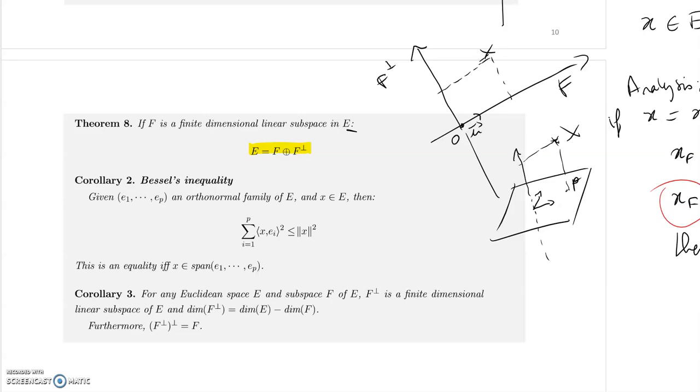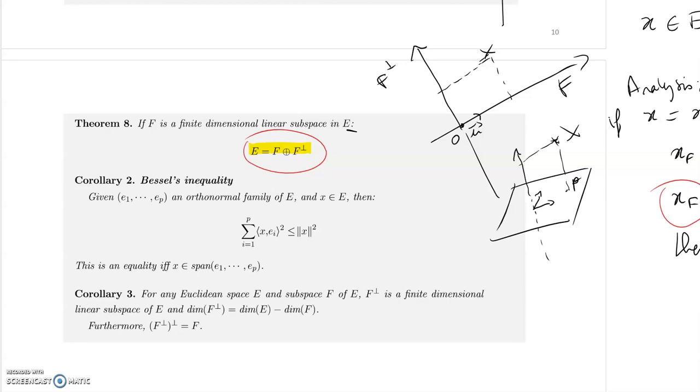So the consequence of this last equality tells you that if you've got a linear subspace of a vector space E, then it makes a direct sum with its complement and it creates the whole space E.